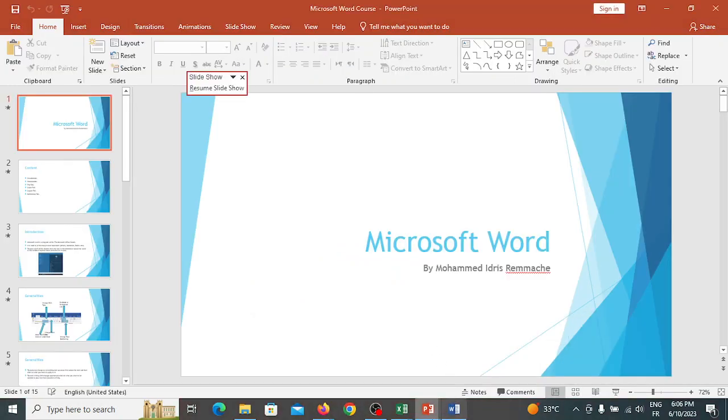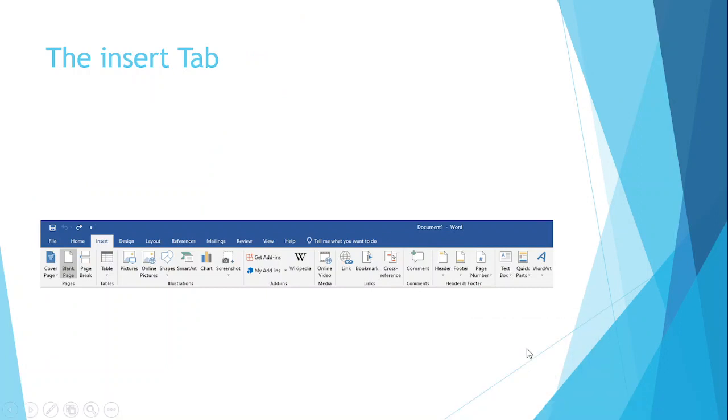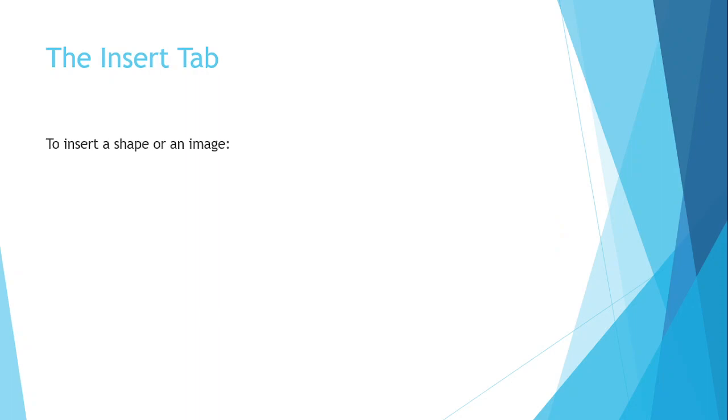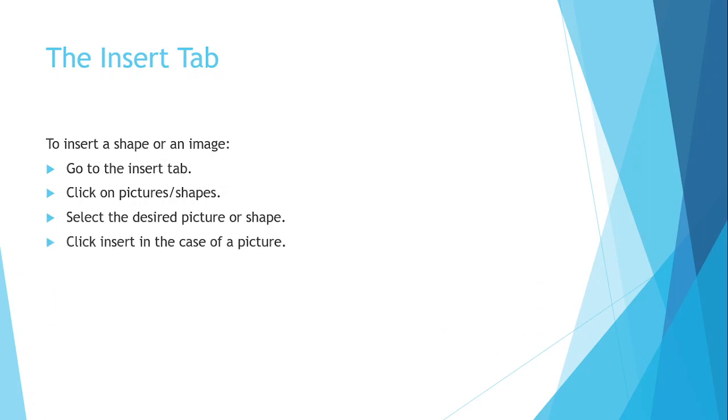Let's continue. Move to the next page. We can insert pictures, insert an online picture. It searches for pictures online to insert them. To insert a shape or an image, as we've seen just now, go to the insert tab, click on pictures or shapes, select the desired picture or shape, and then click on insert in case of a picture.